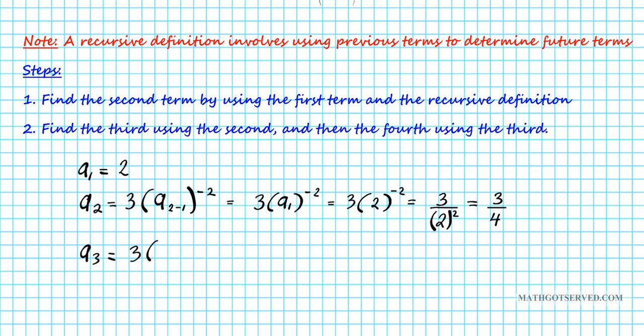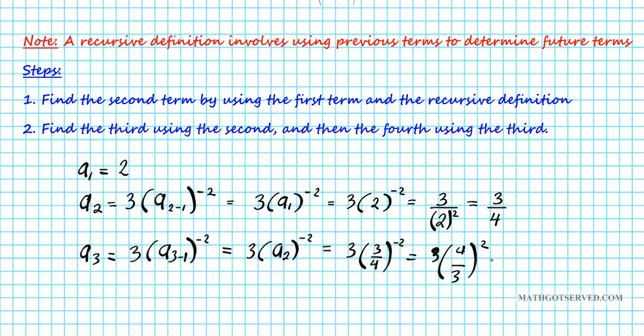A3 is 3 times A(n minus 1) raised to the negative 2 power, which is 3 times A2 raised to the negative 2, which is 3 times, what is A2? A2 is 3 over 4 raised to the negative 2. Now, if we apply the reciprocal property of exponents, this becomes 3 times 4/3 to the second power. When you reciprocate a fraction, the denominator goes upstairs and the numerator goes downstairs, just like we have here.